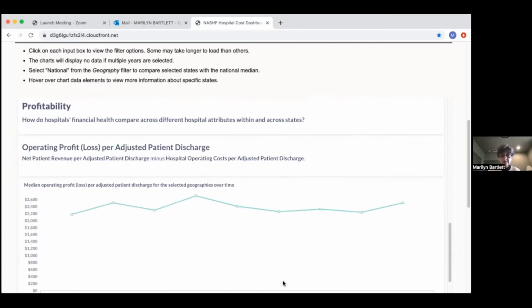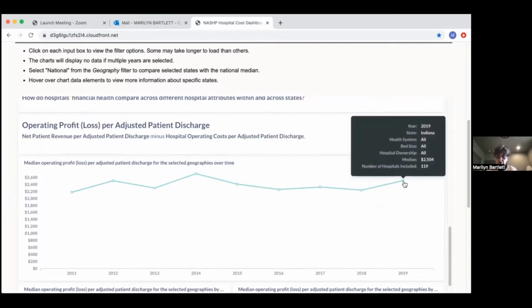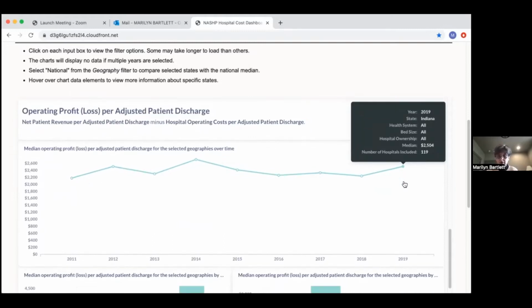The next step is to net those two. What is the operating profit loss per adjusted discharge? And again, this is the median of the operating profits. We come to 2,504 per adjusted discharge as the median for Indiana.